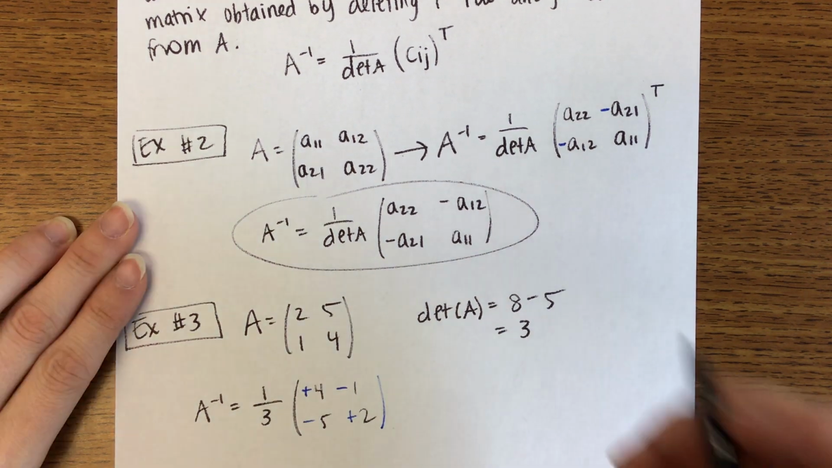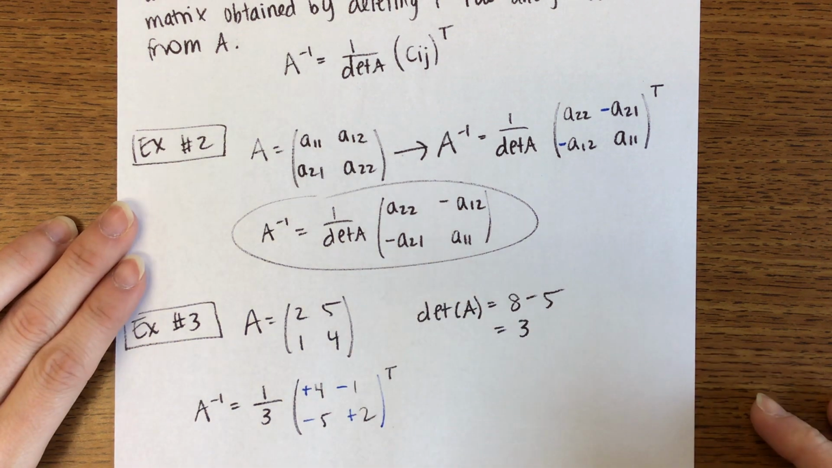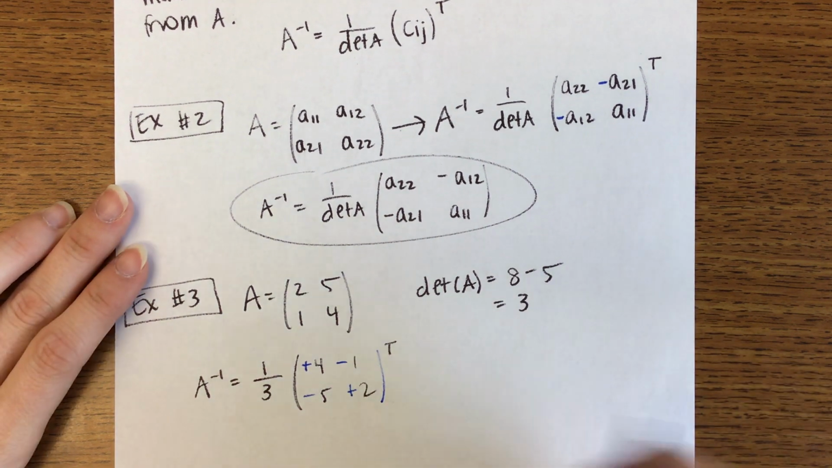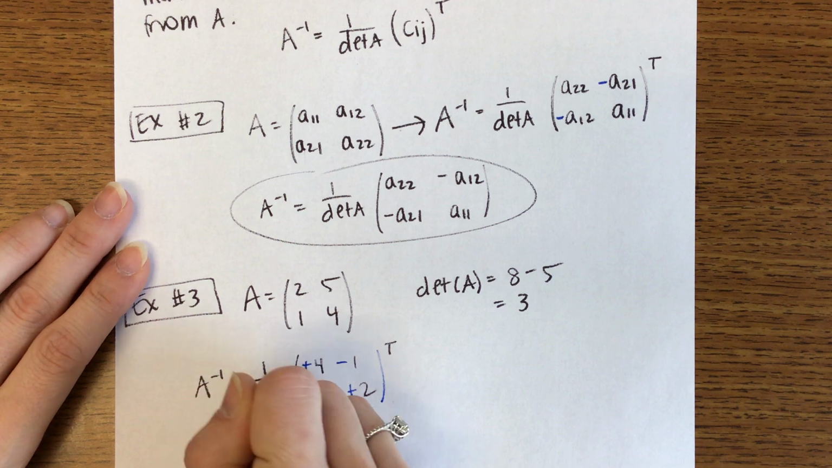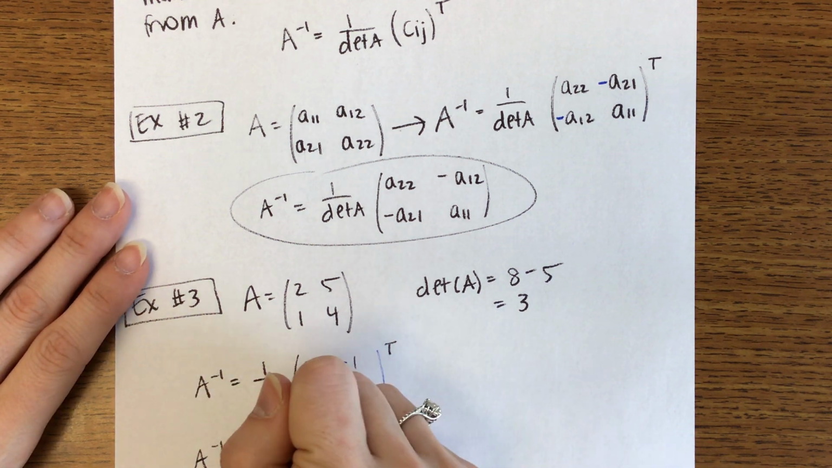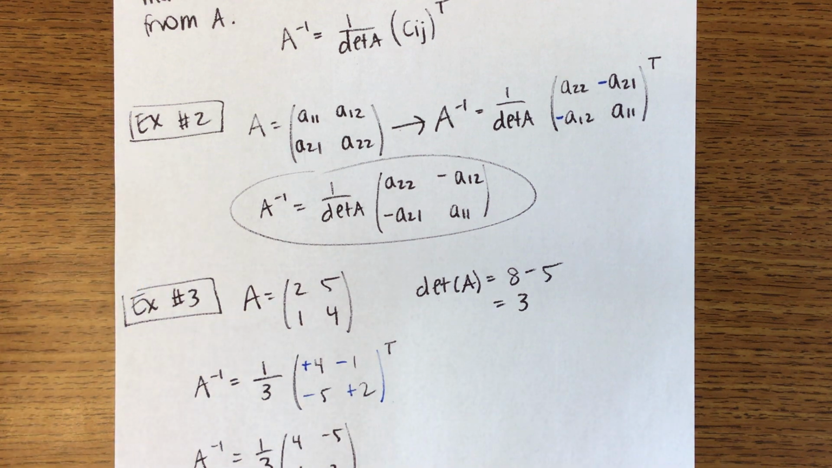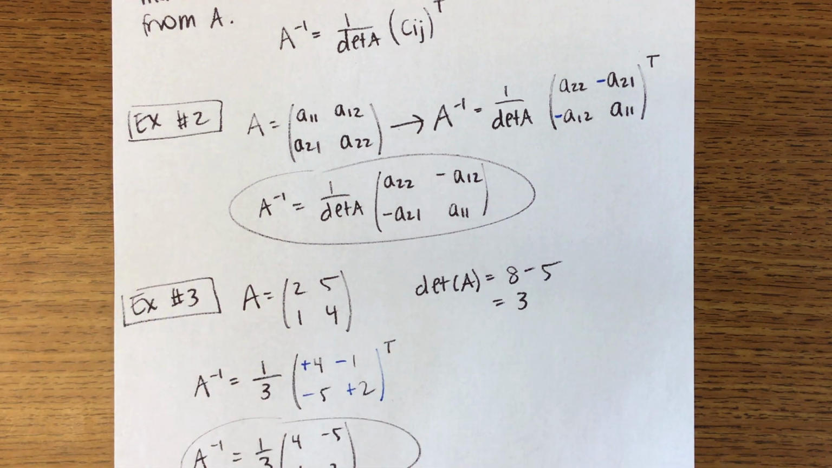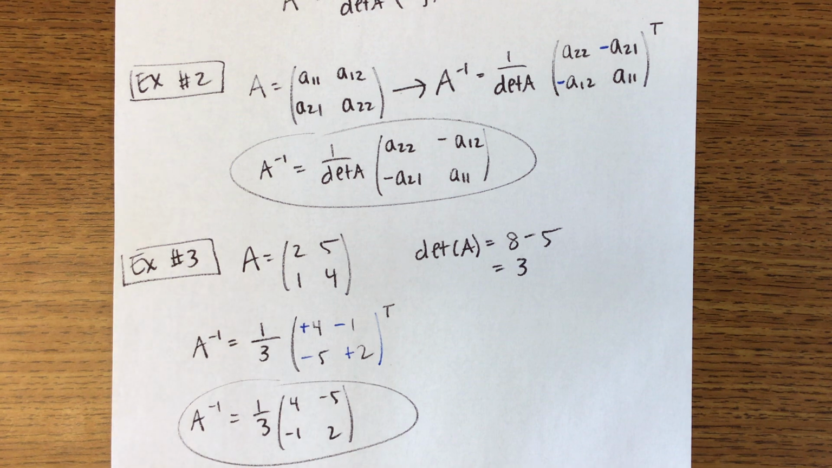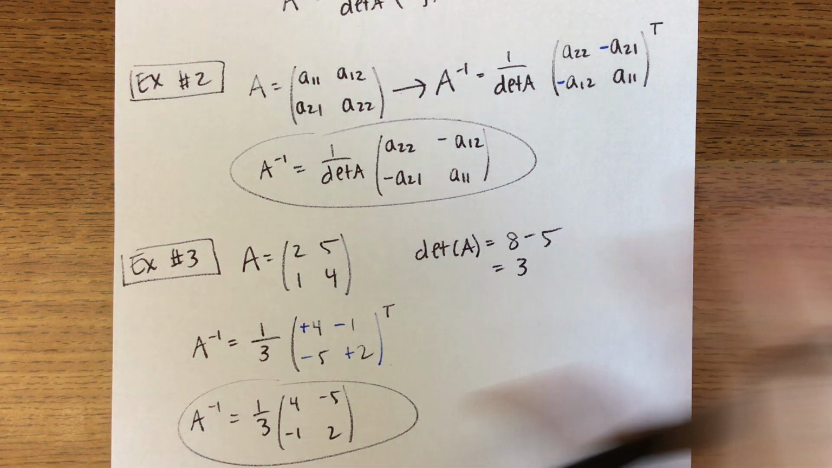One thing that's common, please do not forget that you still have to take the transpose of that matrix. So when we do that, we get 4, negative 1, negative 5, 2. So that is our inverse. Okay.